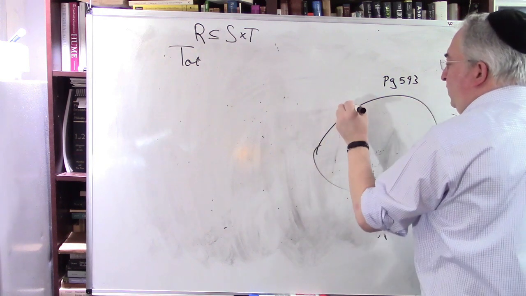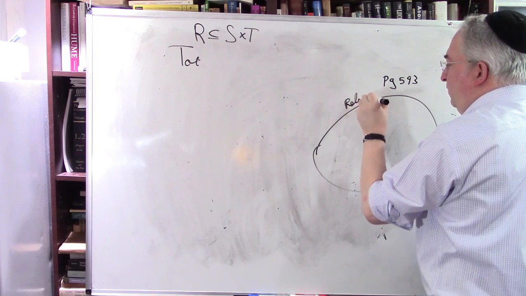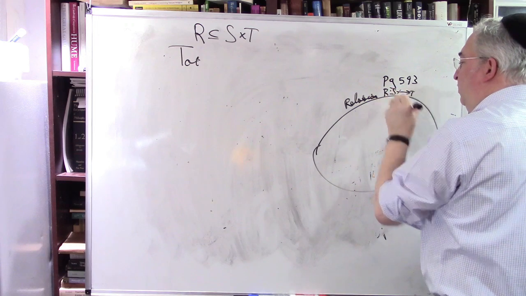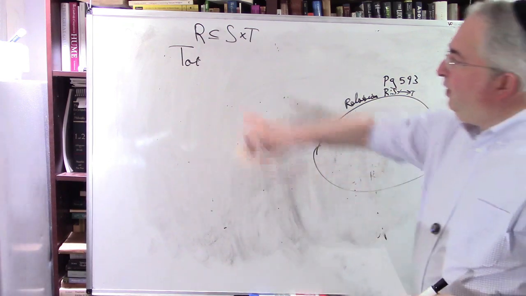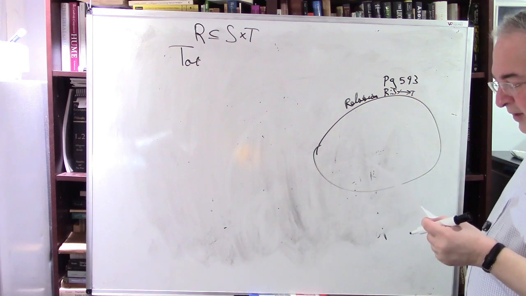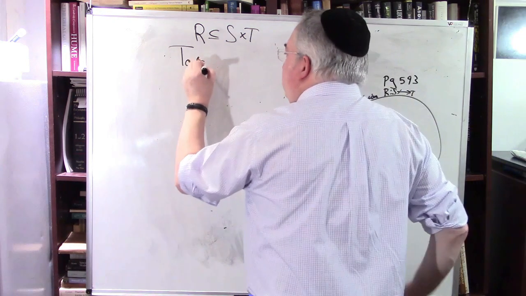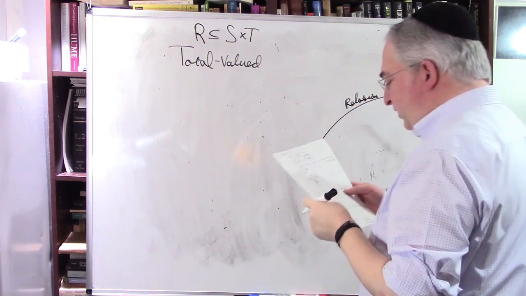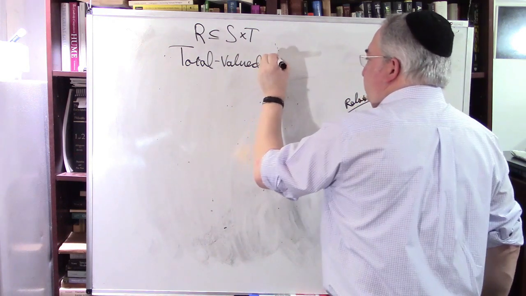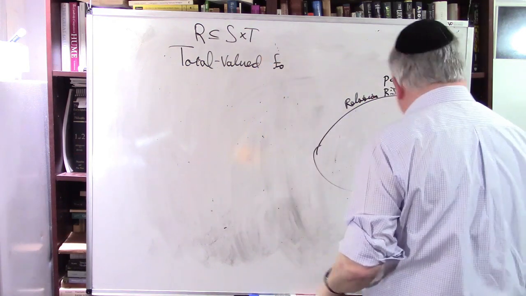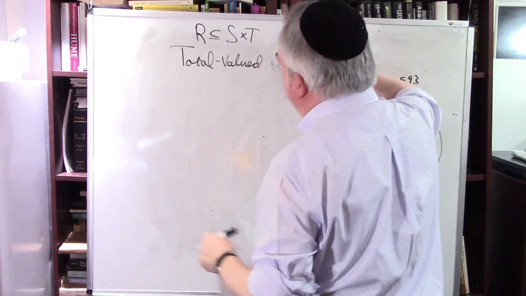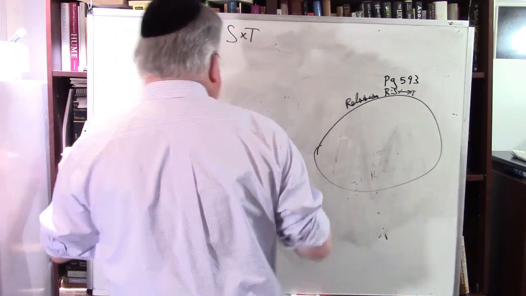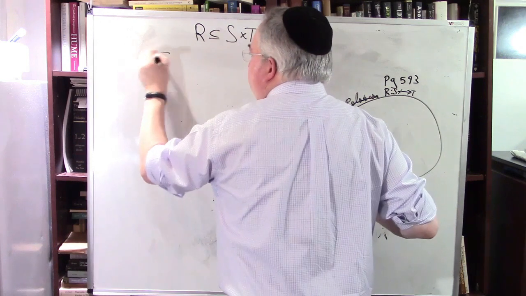So we have relations, all relations, and we might say this as follows: this is from S to T, like that. Here I wrote it as a subset, here I wrote it in that notation. Now we're going to talk about special types of relations called total valued. Let me see what that means. Let's do that underneath, we need more room.